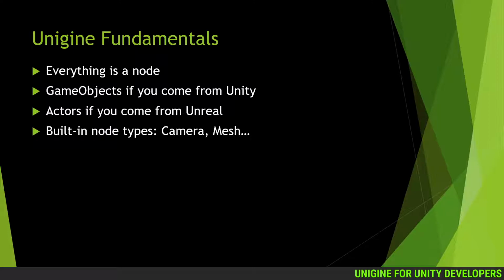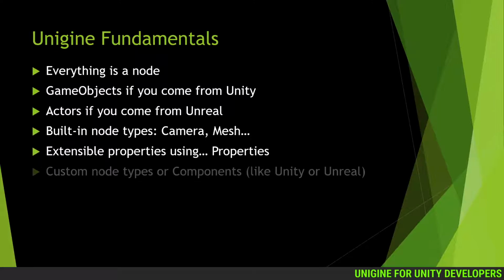If you look at the documentation, the API, this is what you'll find, but they have more functionality, such as a camera, the mesh that we saw, but there are also nodes for space, volumes, nodes for water, clouds, so pre-made nodes, and you can actually make your own nodes, extending them with properties. Then there are those custom node types or components, very much like Unity or Unreal. You can create an actor component in Unreal and basically a MonoBehaviour in Unity. And this is how you slowly compose your game.